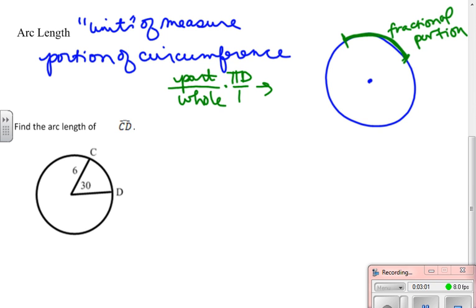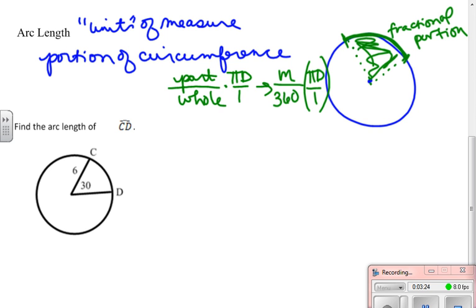So if we fill in this part over whole a little bit more, and we connect it to our idea of central angle, we're talking about the measure of the arc divided by 360, because that gives us what fraction is this little chunk, times circumference. And that's how we figure out the arc length.